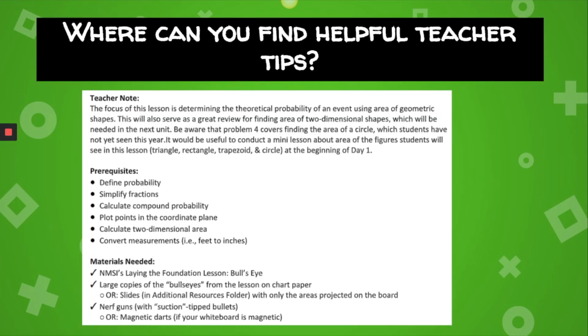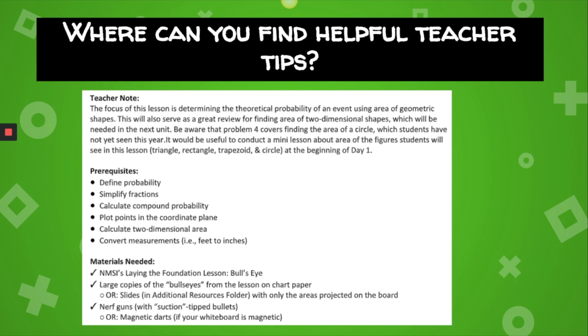I would like for you to pay particular attention to the teacher note for the helpful teacher tips for this lesson. The focus of this lesson is determining the theoretical probability of an event using area of geometric shapes. This will also serve as a great review for finding area of two-dimensional shapes, which will be needed in the next unit. Be aware that problem 4 covers finding the area of a circle, which has not yet been covered.